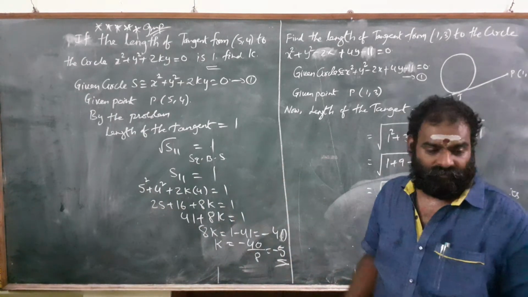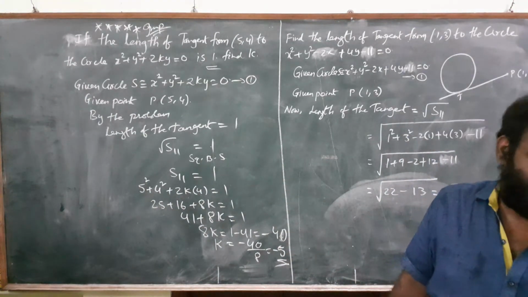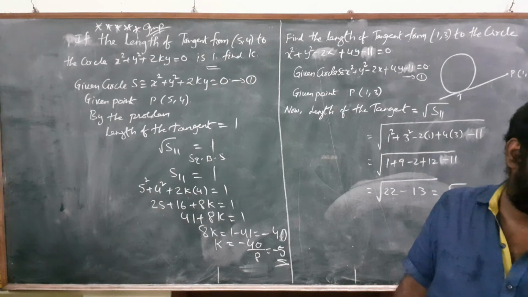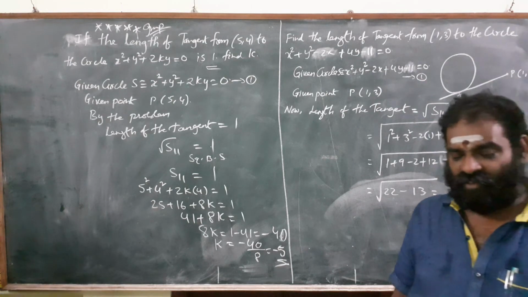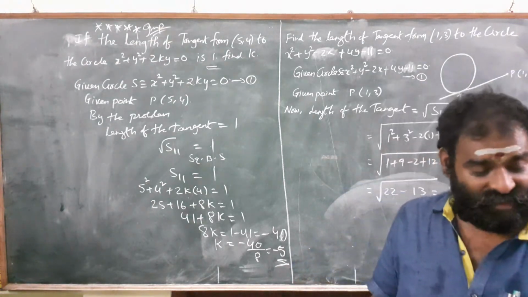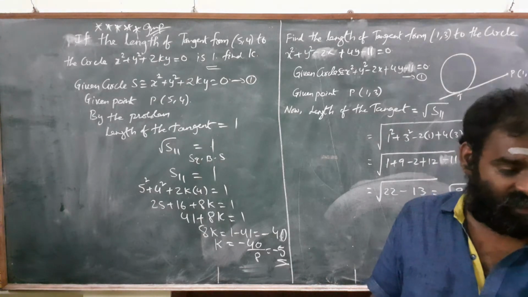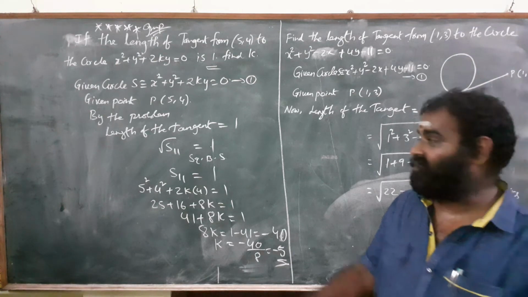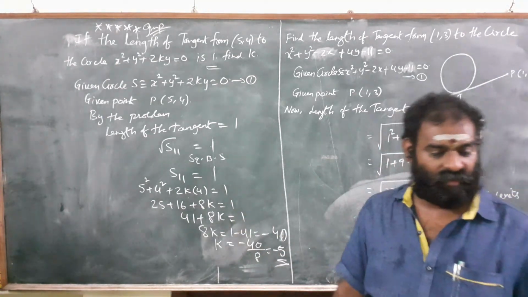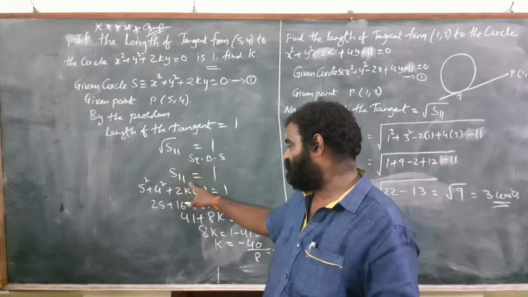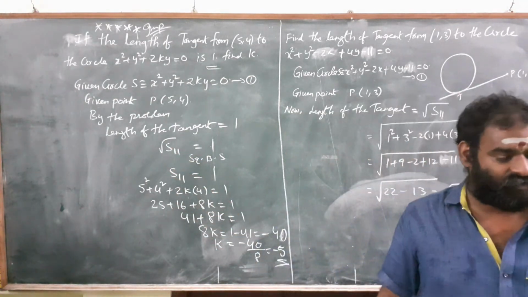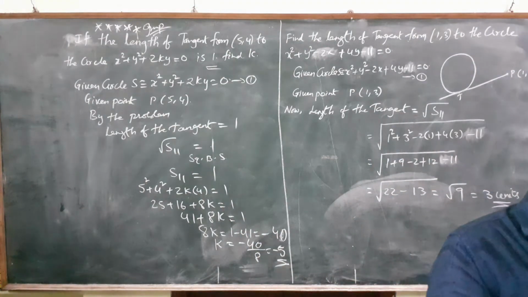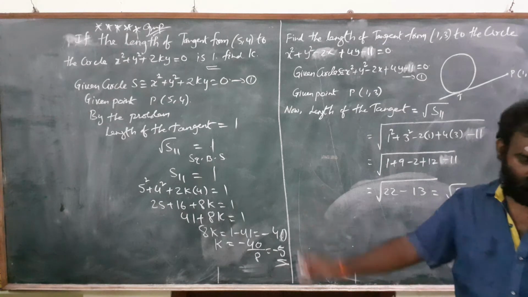So in this problem, the length of the tangent is given and they asked us to find the value of k, where that k exists in the equation of a circle. So then what do we do? Given a circle, a given point, and the length of the tangent is equal to 1. But we know the length of the tangent is root S11. Then root S11 is equal to 1. On squaring both sides, the root is cancelled, S11 equals 1. Then you have to substitute the point in the equation, then you get the k value as minus 5. Understand? So take the notes.